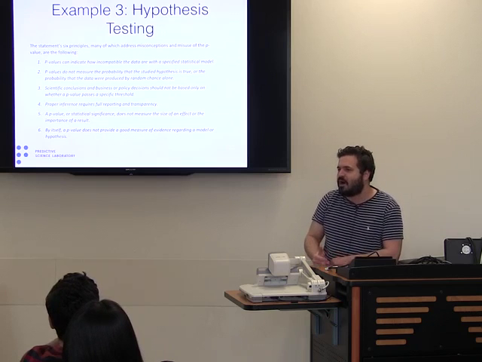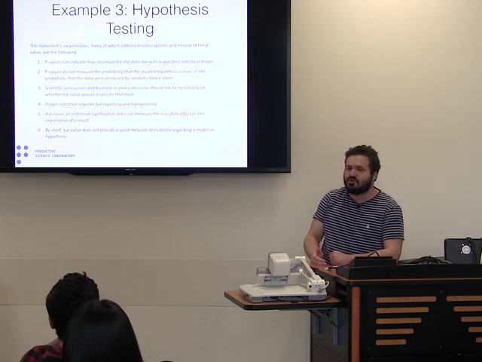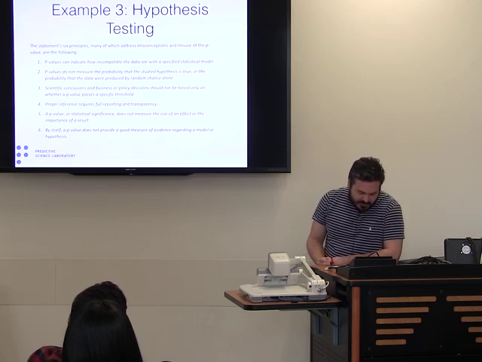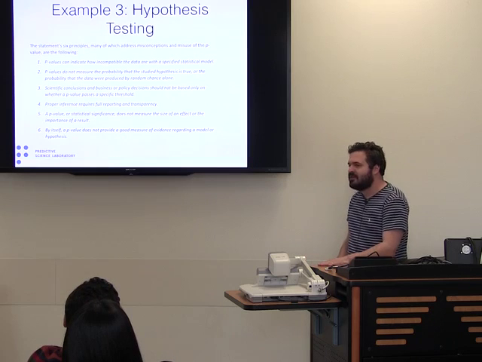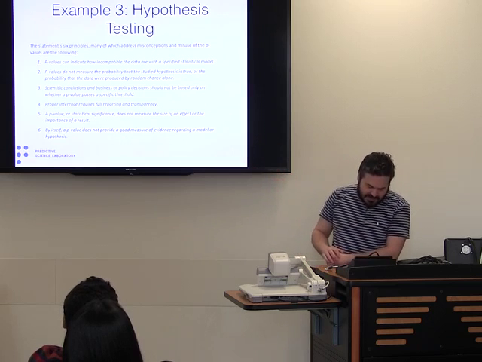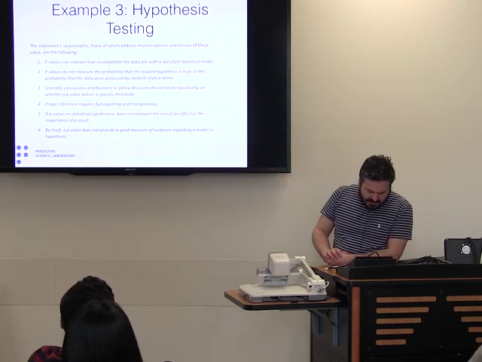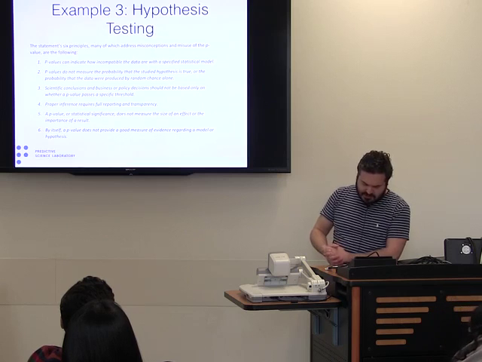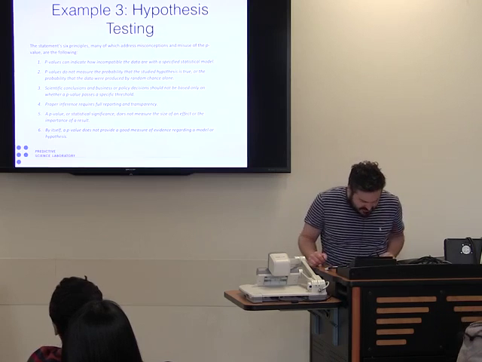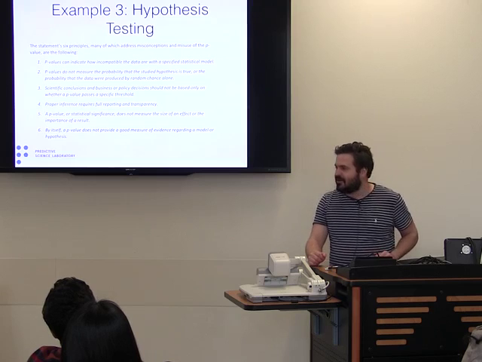And guess what happens in the majority of scientific literature? Conclusions are based on p-values. Proper inference requires full reporting and transparency. There are various examples where this doesn't happen. I'll give you an example later on from psychology. A p-value or statistical significance does not measure the size of an effect or the importance of a result. By itself, a p-value does not provide a good measure of evidence regarding a model or hypothesis.